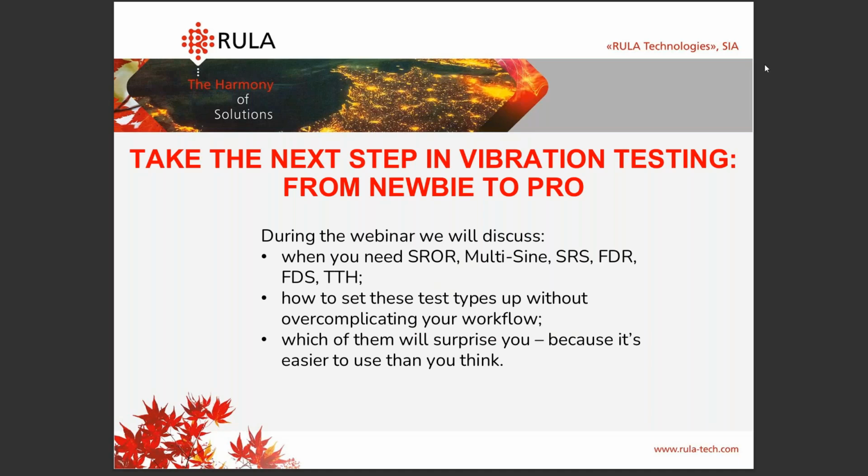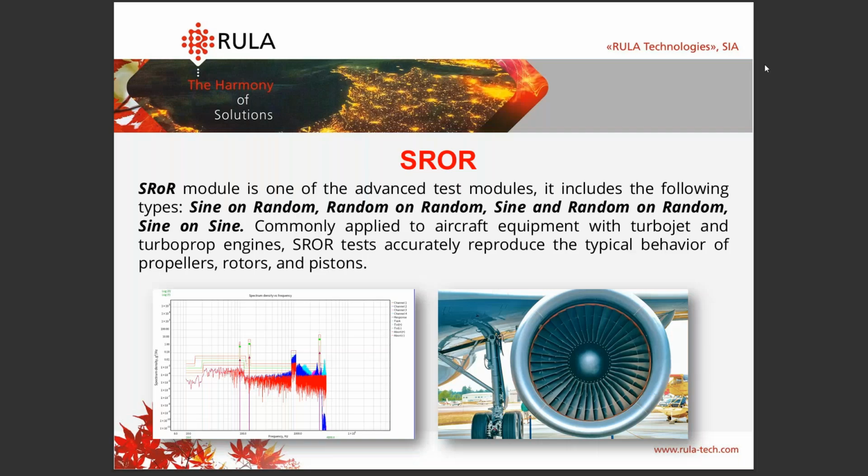Yeah, so let's begin our webinar. So in the first part of this topic, we discussed the importance of advanced features, which are hidden inside three basic tests, sine, random, and shock. And today we continue our discussion, and I would like to start with the superimposed test type. So the first obvious recommendation would be to explore the capabilities of superimposed tests, sine on random, random on random, or the combination of the two.